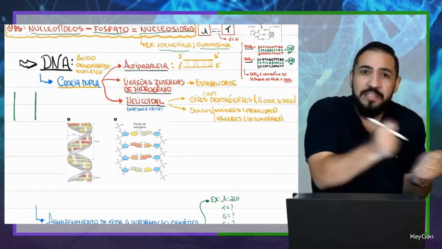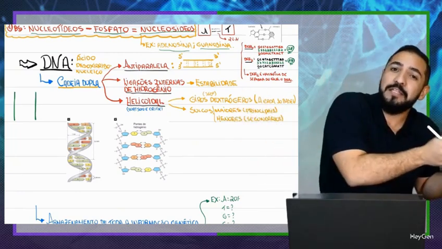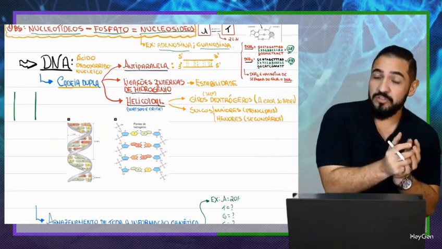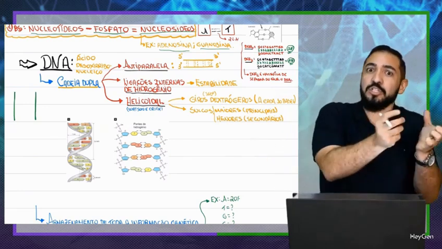DNA, folks, is not meant to leave the nucleus. I repeat, DNA is not meant to leave the nucleus, because DNA forms our genes, our cistrins. Cistrin is the same thing as a gene.